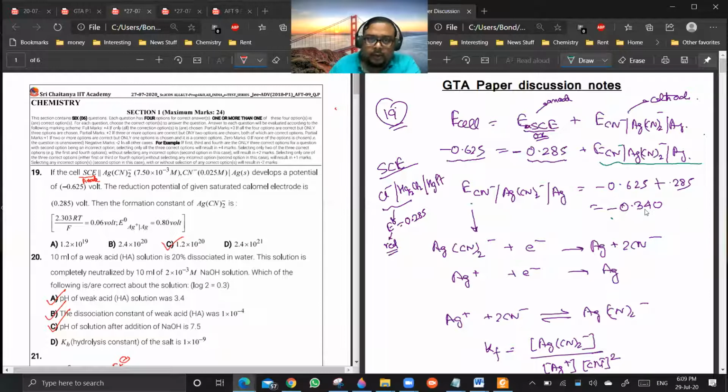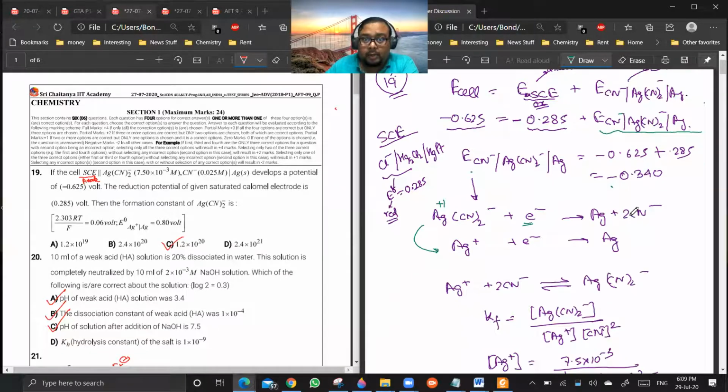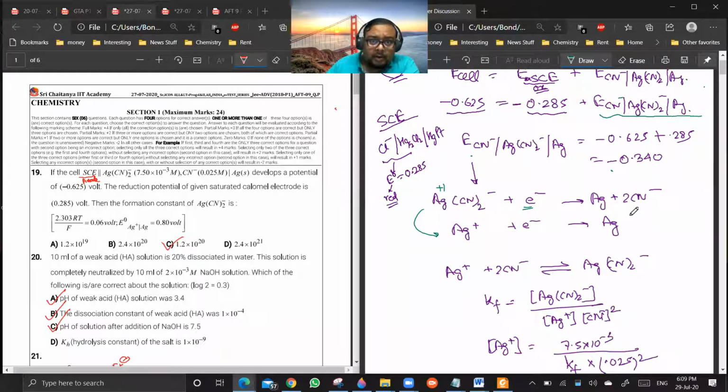Are you getting up to this point? Yes or no? Yes, sir. So the reaction for Ag(CN)2 minus going to Ag will be something like this: Ag(CN)2 minus, which contains Ag plus 1, takes an electron and gives Ag plus 2CN minus. Now this reaction is equivalent to Ag plus electron giving Ag. I have taught you people about equivalent reactions. Do you remember?